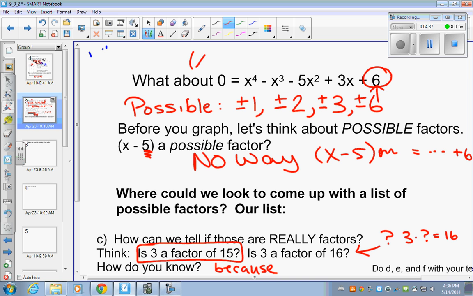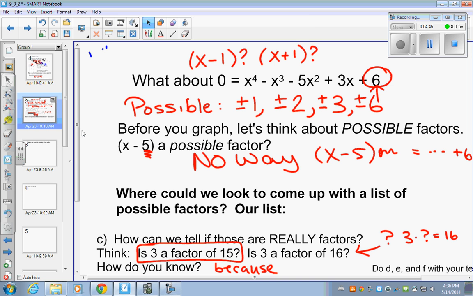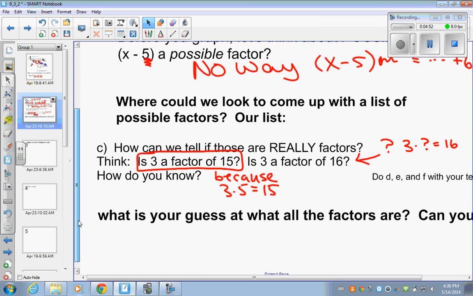So is x minus 1 a factor? Is x plus 1 a factor? Talk to your partner real quick about how we could tell if any of these things are going to help make up the factors, if any of those roots could help make up the factors. And then go to the next video for the next piece. So after you've discussed this, go to the next video. Notice this is asking you to do D, E, and F with your team.